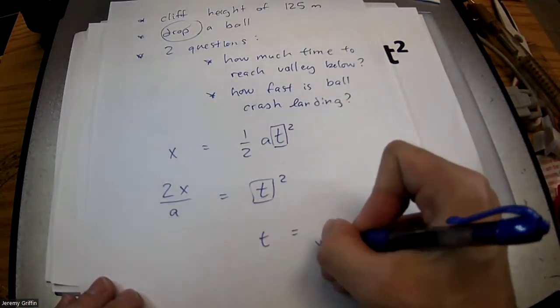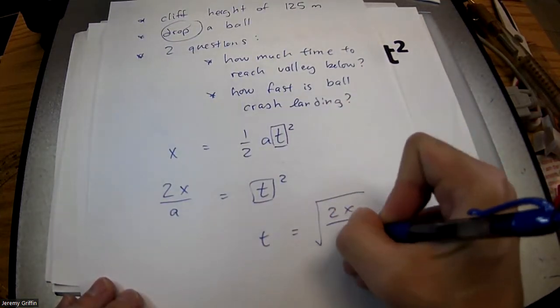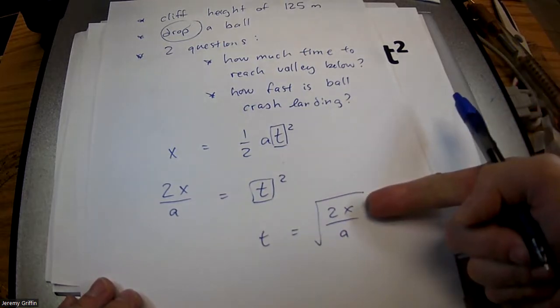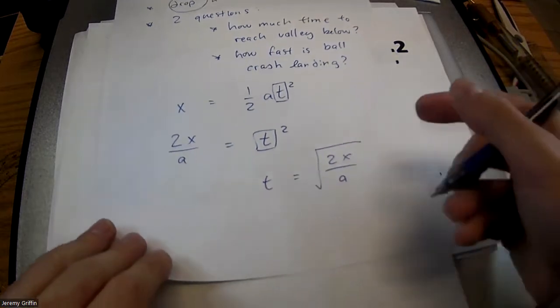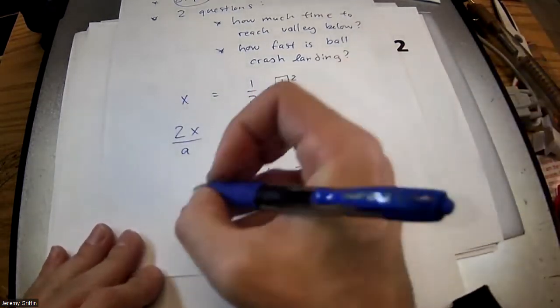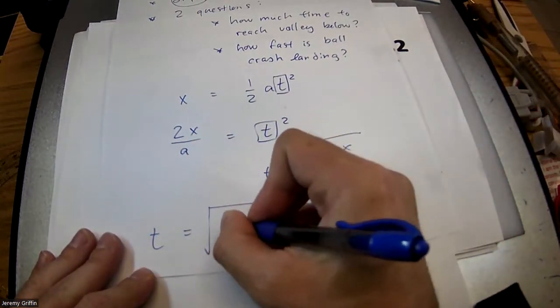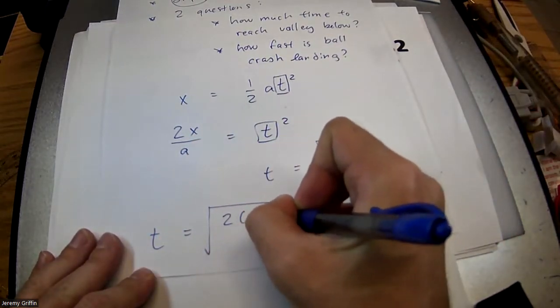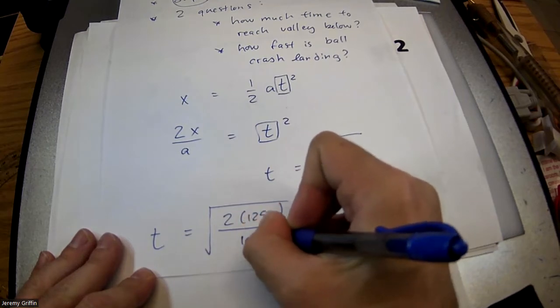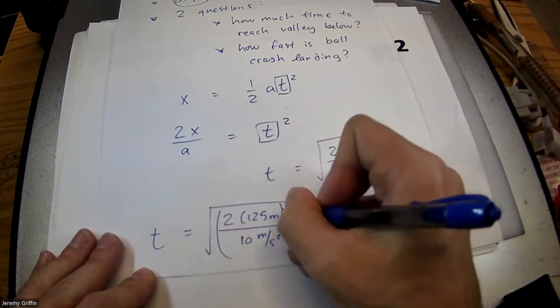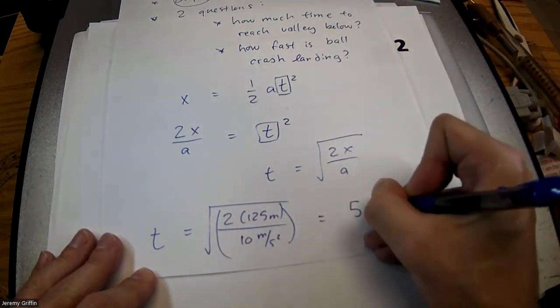Square root. t equals the square root of 2x over a, where x represents the height of the cliff and a represents free fall gravity, a type of acceleration. Let's see what that would be. The square root of 2 times 125 meters divided by 10 meters per second squared. You should get 5 seconds.